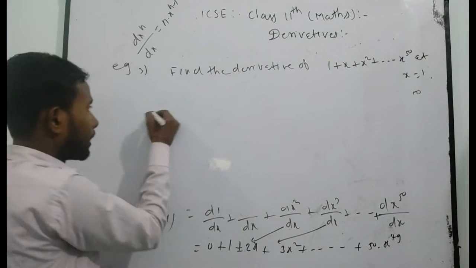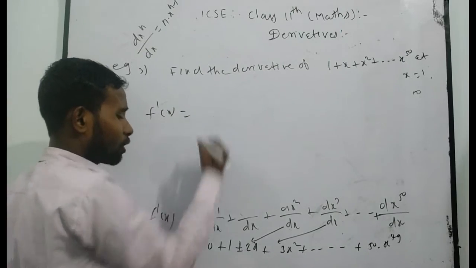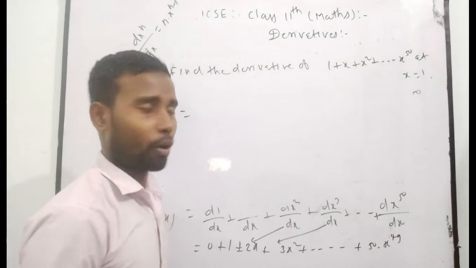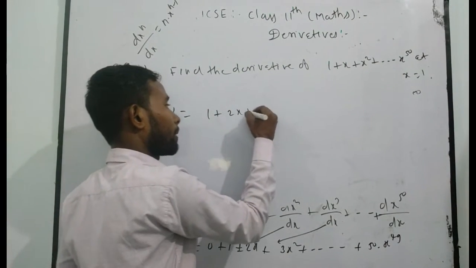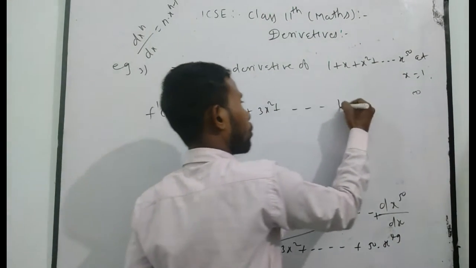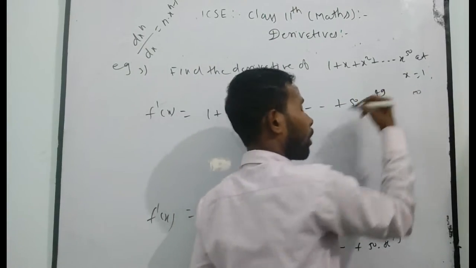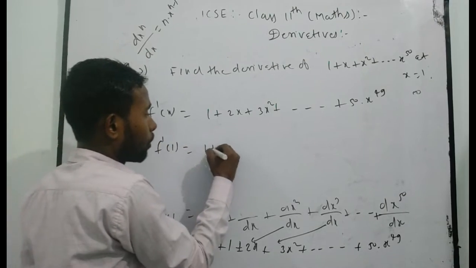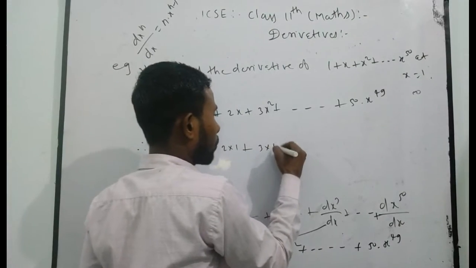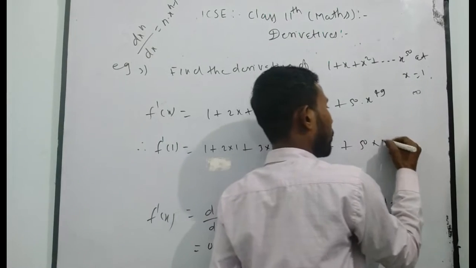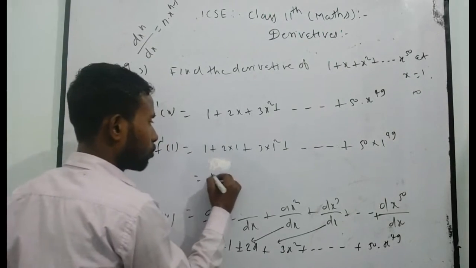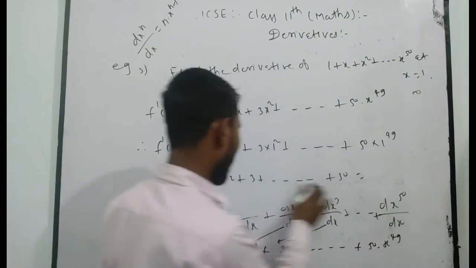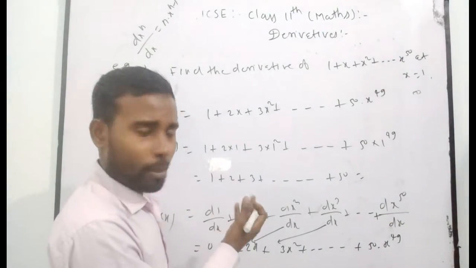We got f'(x) = 1 + 2x + 3x² + ... + 50x^49. So f'(1) = 1 + 2×1 + 3×1² + ... + 50×1^49. Finally, you get 1 + 2 + 3 + ... + 50, which is the sum of the first 50 natural numbers.